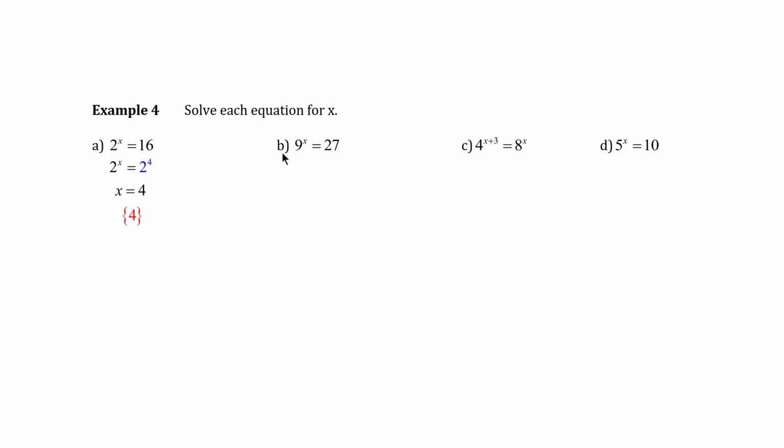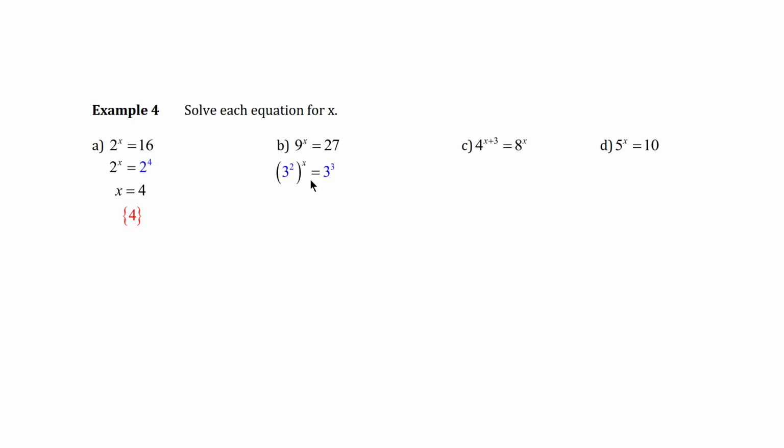Moving on to part B, we have 9 to the x power equals 27. Now it's not possible to rewrite 27 as an exponent with a base of 9, so we're going to have to rewrite 9 as an exponent. 9 as an exponent would be 3 squared, and now we can rewrite 27 as an exponent with the base of 3, which is 3 cubed. So we have parentheses 3 squared and an exponent of x on the parentheses equals 3 cubed.